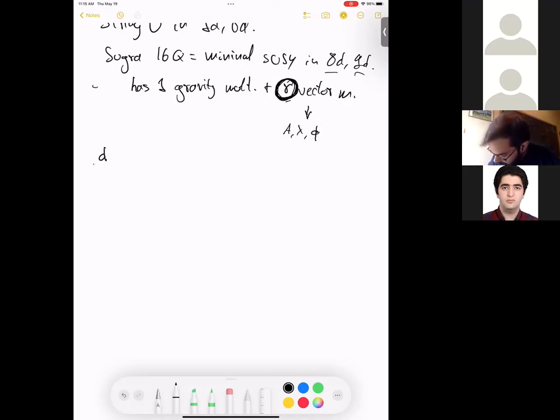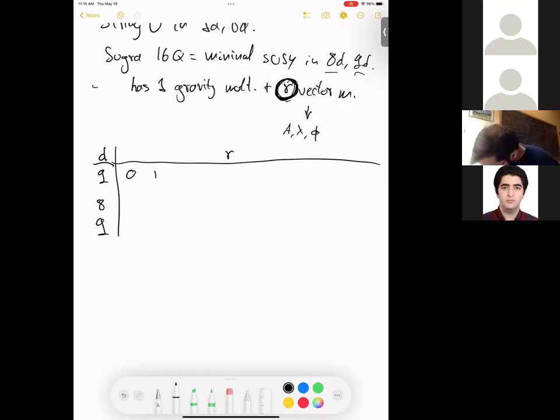So for any dimension, I'm gonna draw dimensions 9, 8, and 7, and then I'm gonna draw here the possible values of the rank. So of course I need to say 1, 2, 3, 4, 5, 6, 7, 8. So let me just write dots here, and I'm gonna make dots until 17. And then in 8 dimensions, I'm gonna do the same.